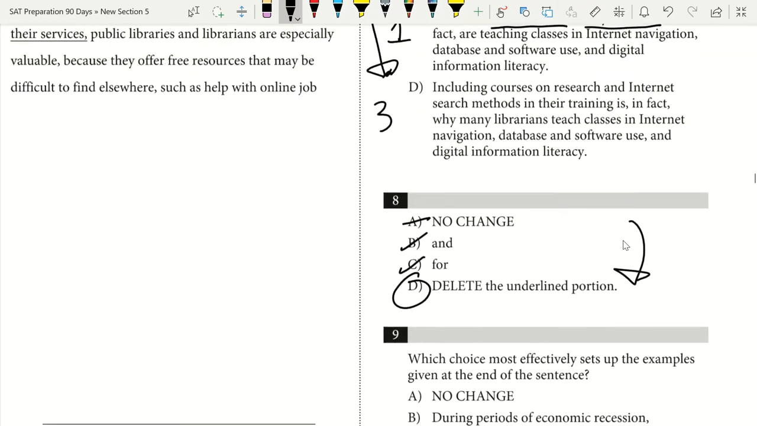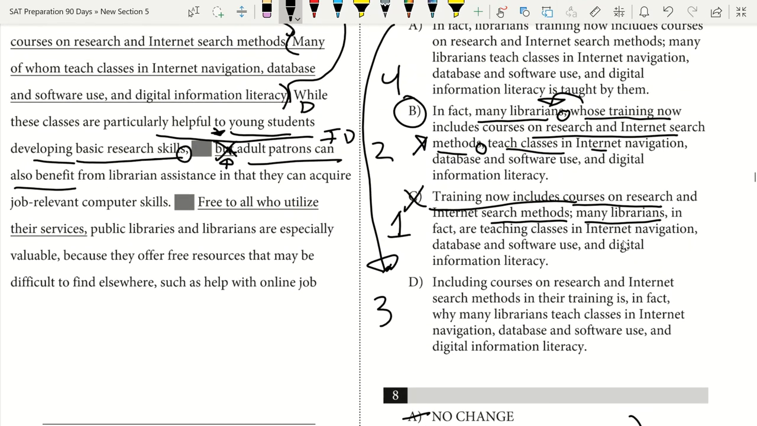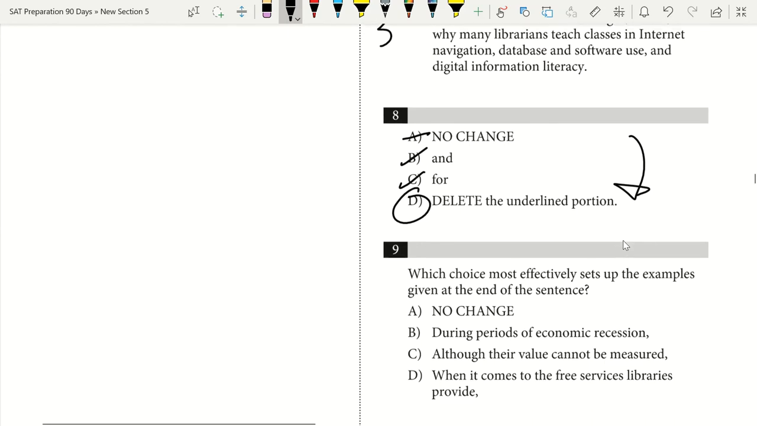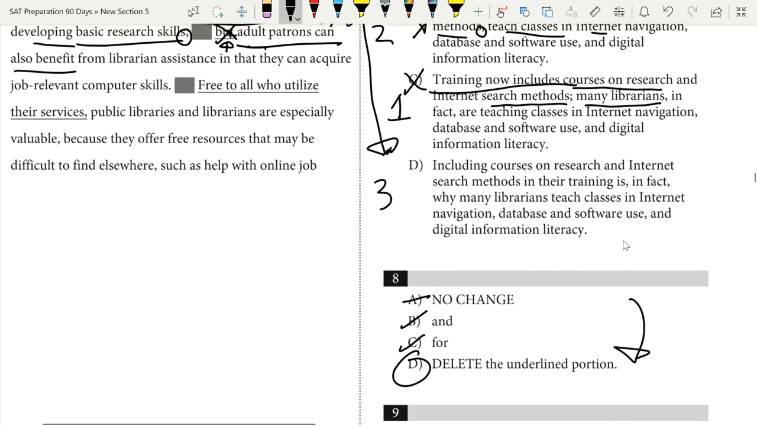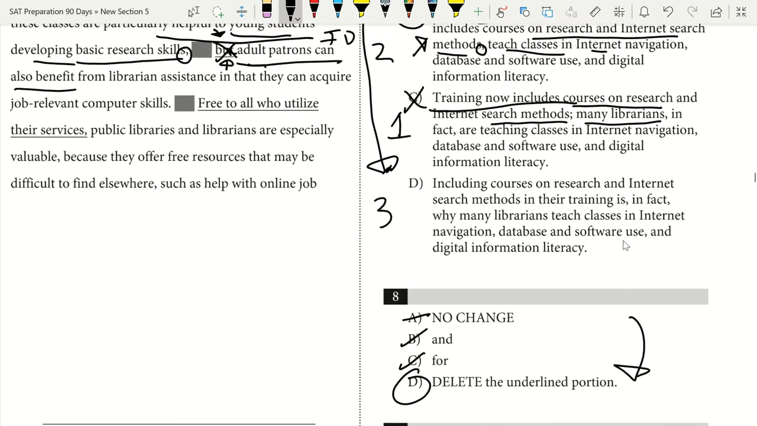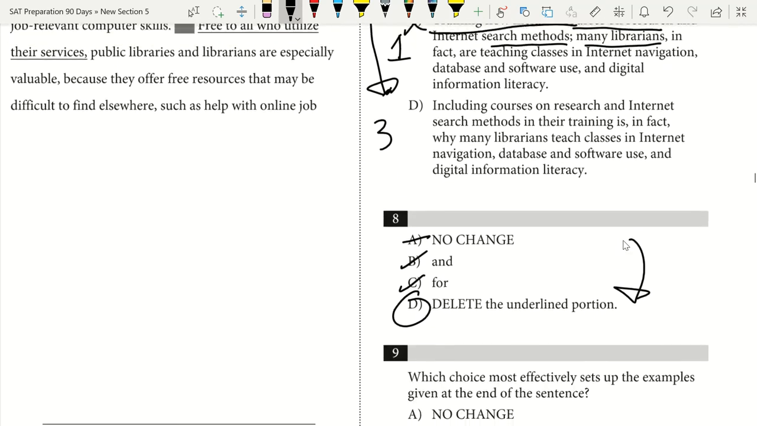If we have a dependent clause before an independent clause, we're just going to connect it with a comma after the dependent clause and then go straight into our independent clause. We don't need a fanboy there, so that is unnecessary. I'm sorry if that was a bit confusing. I didn't explain that super well at the start, but I think you get the picture now after I took a little more time with number 8.